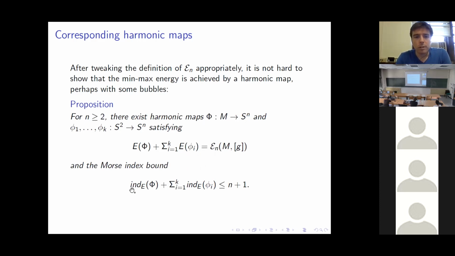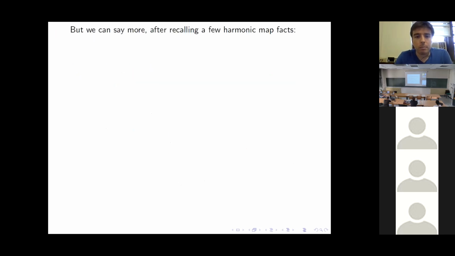And moreover, we have this Morse index bound. We have this n+1 parameter min-max, and we can show that as critical points of the energy functional, the Morse index of all of these maps together sums up to less than or equal to n+1. Okay. So we have this energy achieved by some map, possibly with some bubbles. But in fact, we can say a little more if n is sufficiently large.